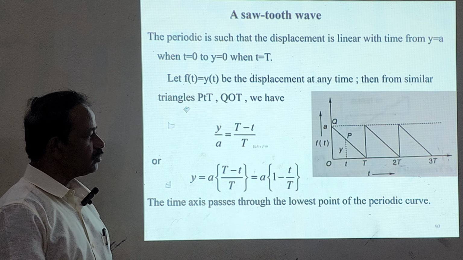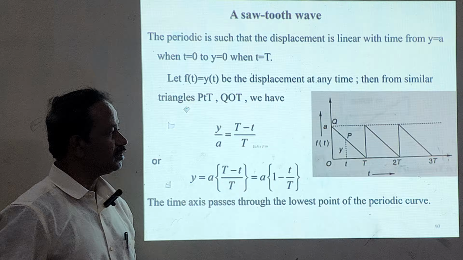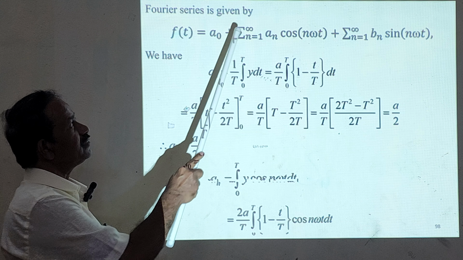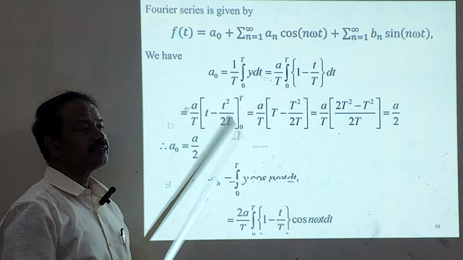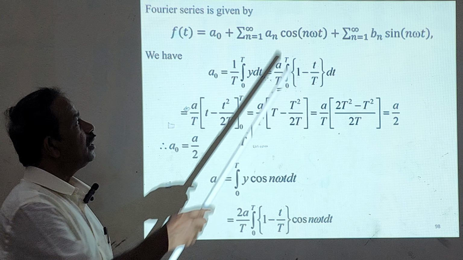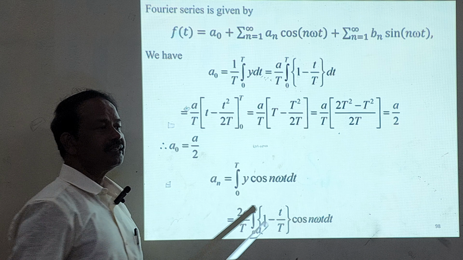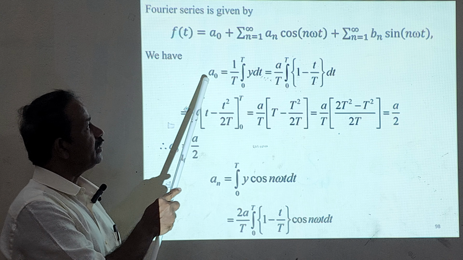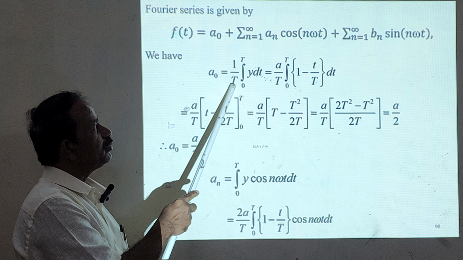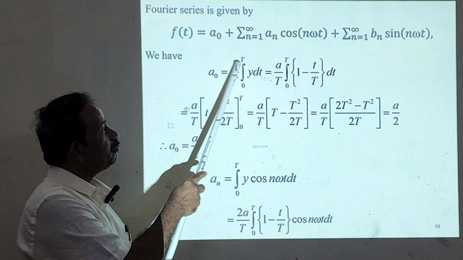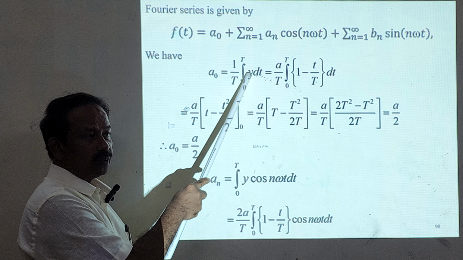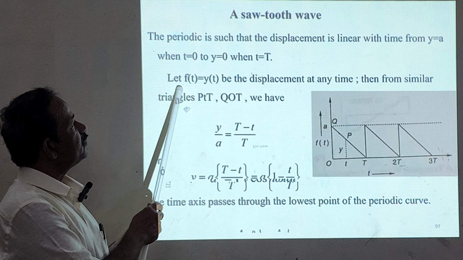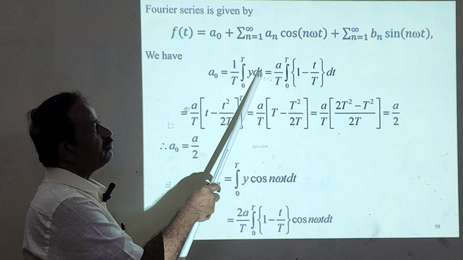The time axis passes through the lowest point of the periodic curve as shown in the diagram. Now we know the Fourier series is given by this expression. A0 is the DC term, the constant term, and this is the cosine term, and this will be your sine term. To find the constant A0, we have the expression 1 by T times the integral of y of t dt. F of t is nothing but your y of t.